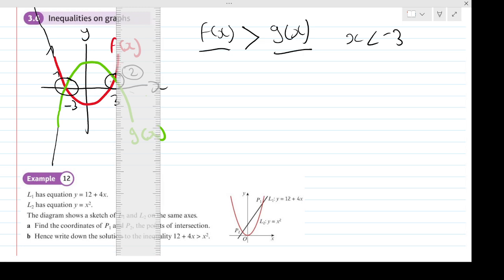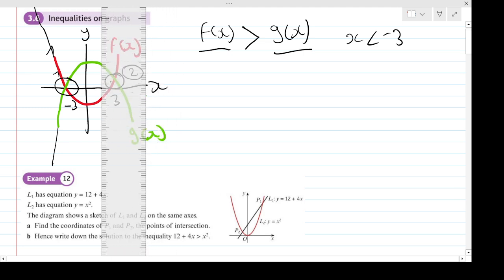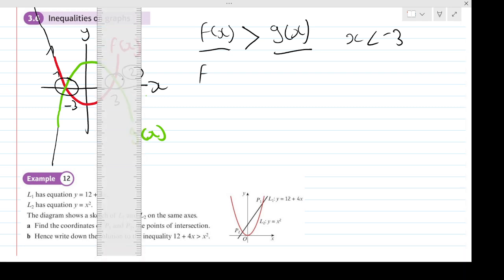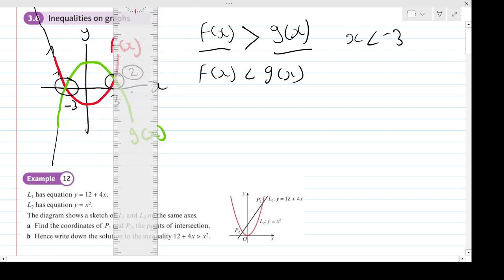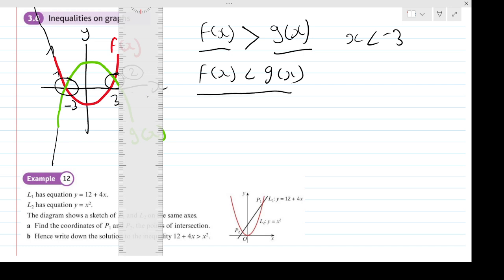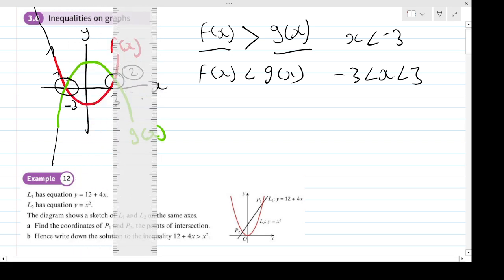So that means f of x is now below g of x. Remember, f of x is the red curve, g of x is the green curve. The red curve is below the green curve, so f of x is less than g of x between these 2 points, minus 3 and 3, these 2 points of intersection. So we say f of x is less than g of x between minus 3 and 3, between the 2 points of intersection.